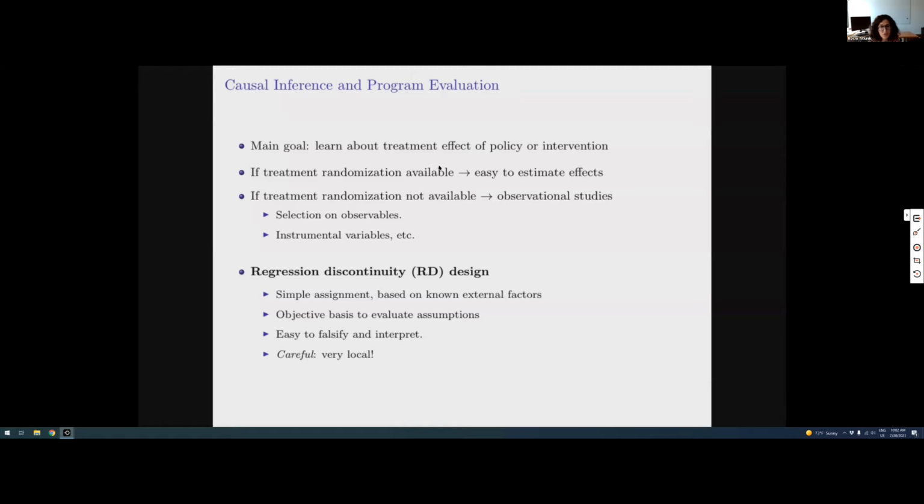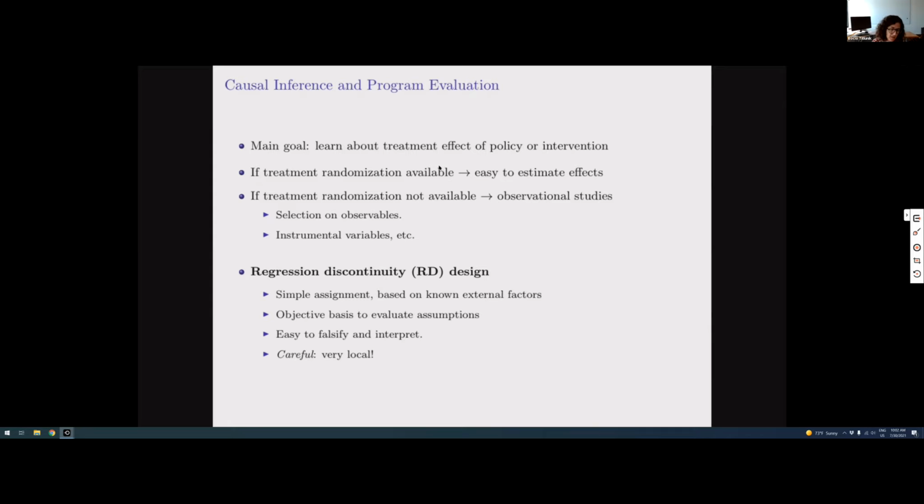So the regression discontinuity design is one type of observational study that shares some of the limitations inherent to observational studies, but has some advantages relative to other observational studies. The first one is that it's based on a simple assignment rule, and this rule is based on external factors. And this creates an objective basis to evaluate the assumptions that we're making.